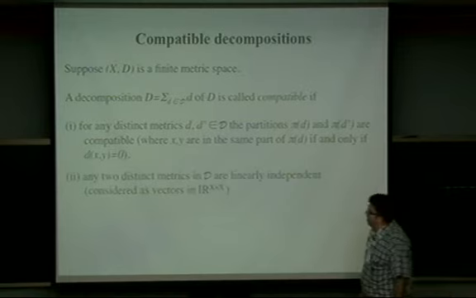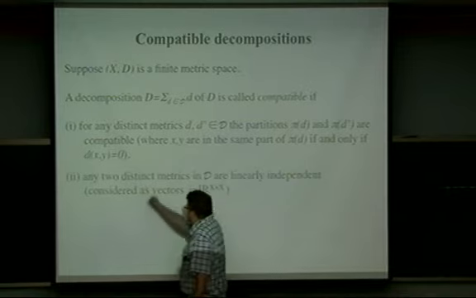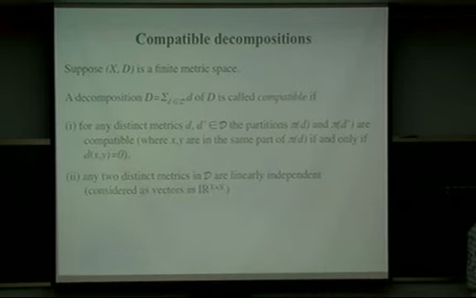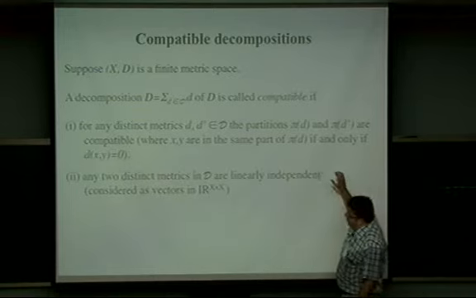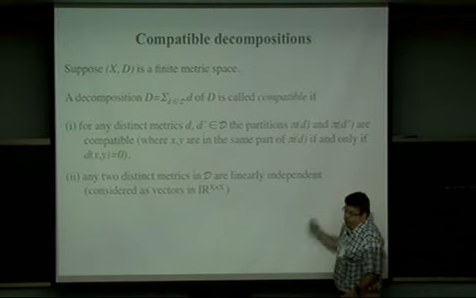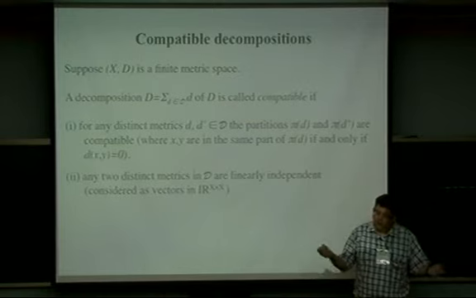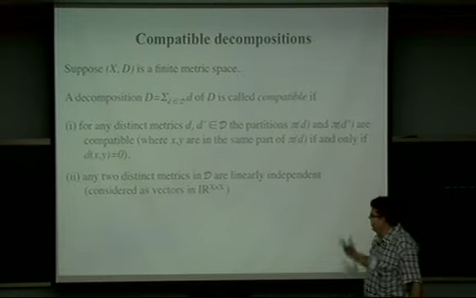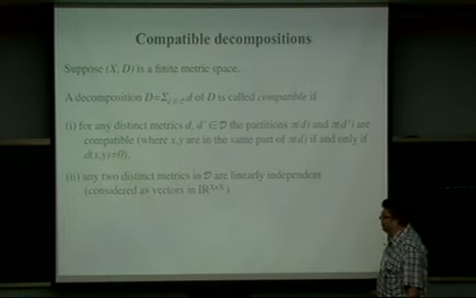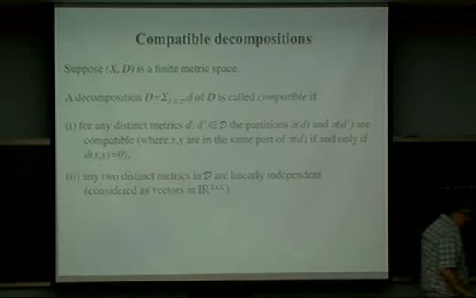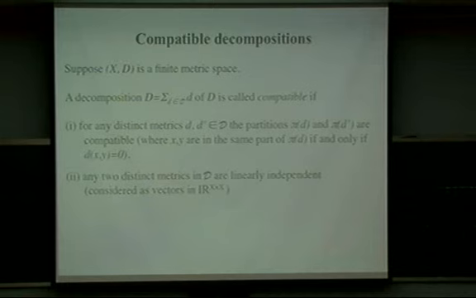And the second condition is just a non-redundancy kind of condition, because you can take the same metric twice. If you take the same metric twice, then there's not really more information, and that is exactly what the second condition rules out.